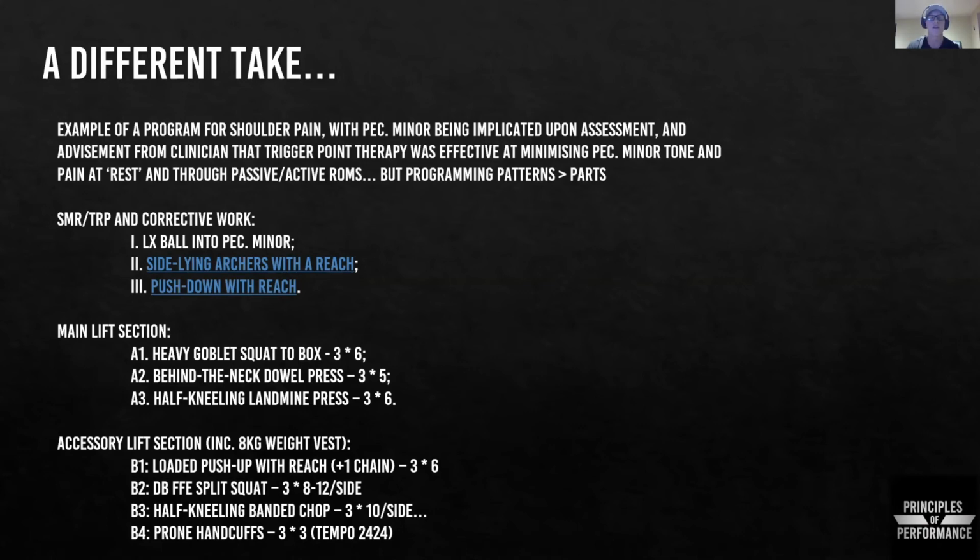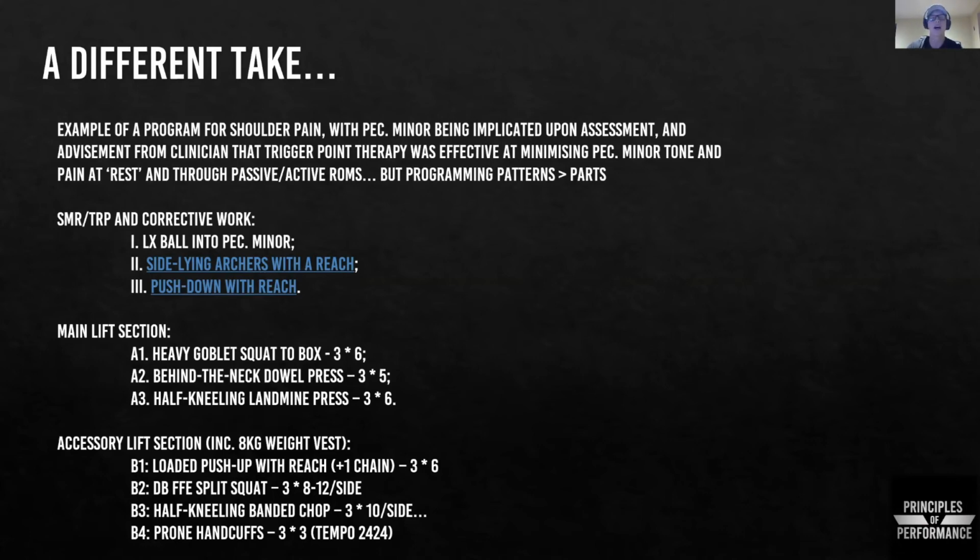And I said, look, if they're able to manage their shoulder pain, let's give them an 8 kilo weight vest, because they had access to one. And I said, let's do loaded push-ups with a reach. And if they're able to tolerate it, let's add one chain on the back of it. This push-up with a reach, again, it creates more movement, more motion through the shoulder blade, and that's healthy for the pec minor. Then we can keep the dumbbell front foot elevated split squats, absolutely.